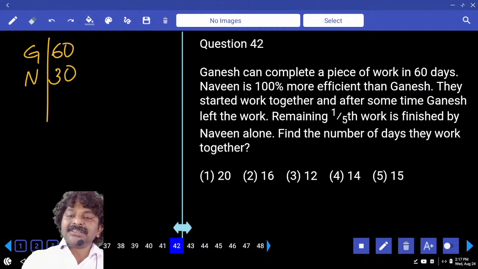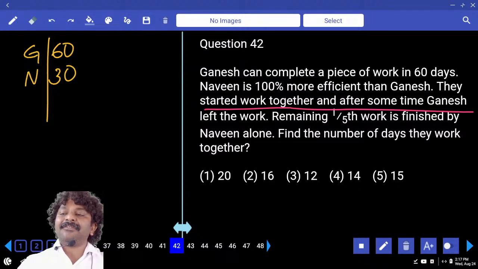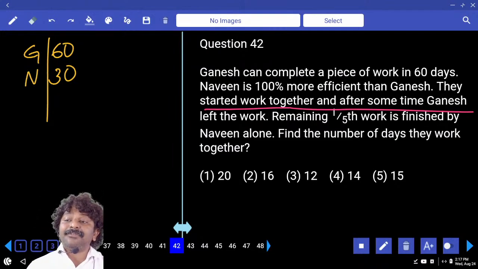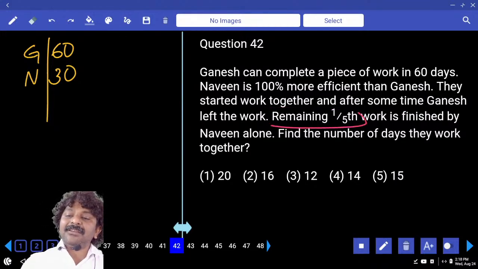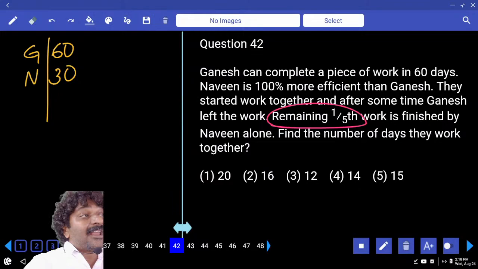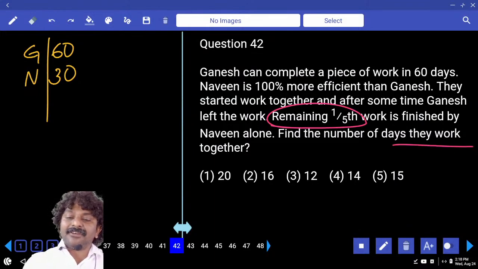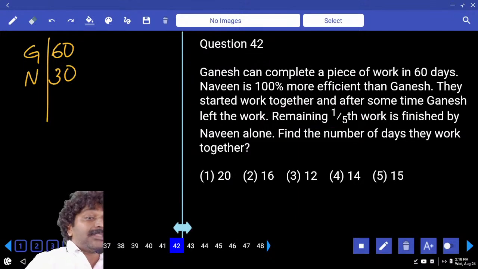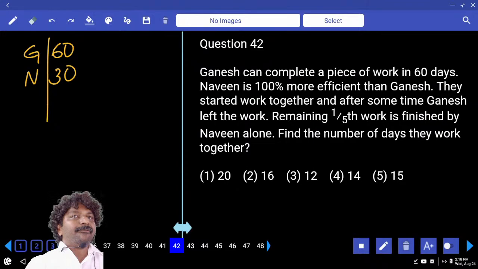Continue. They started work together, and after some time Ganesh left the work. Remaining 1/5 of work is finished by Naveen alone. How much is remaining work? That means already work done is 4/5 only. Who completed 4/5? Both together. Find the number of days they worked together. So now both Ganesh and Naveen worked together and completed 4/5 of the work. You know that point. Agreed?